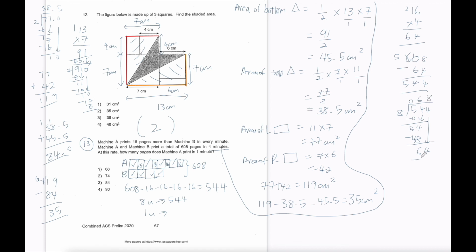I'm going to get 68. So for the units I ticked, it's actually 68. The question is asking you, at this rate, how many pages does machine A print in 1 minute? 1 minute for machine A is from here to here. So let's not forget to add our 16 back. And my answer will be 84 pages.